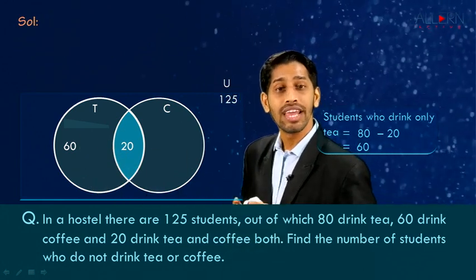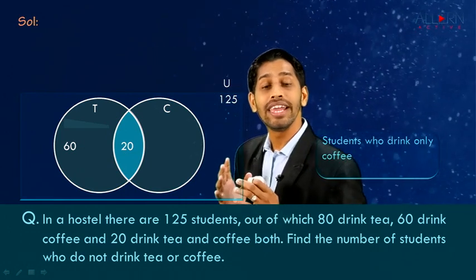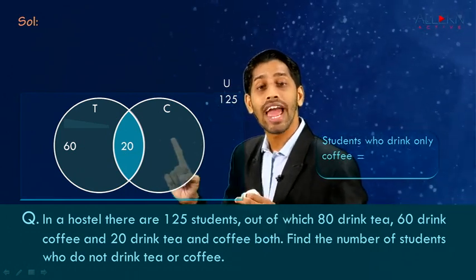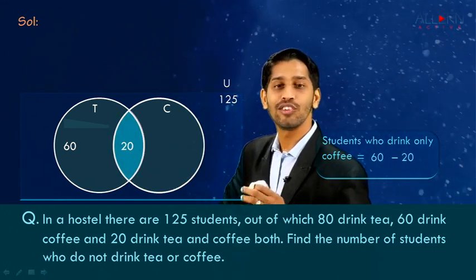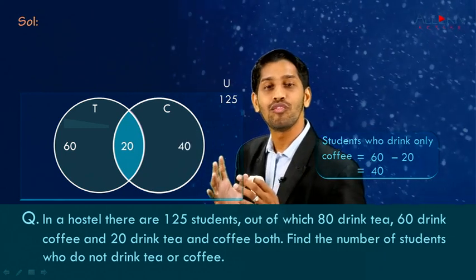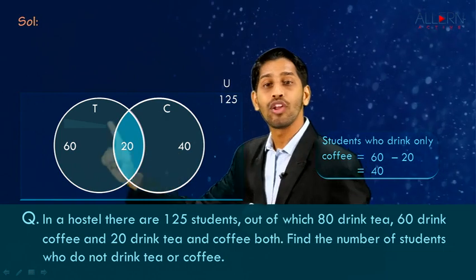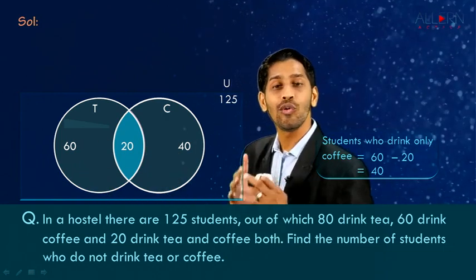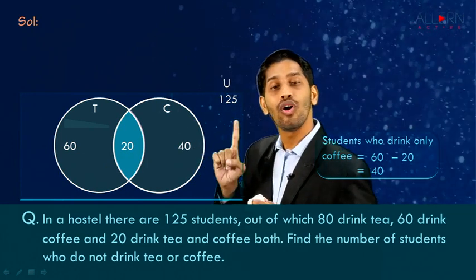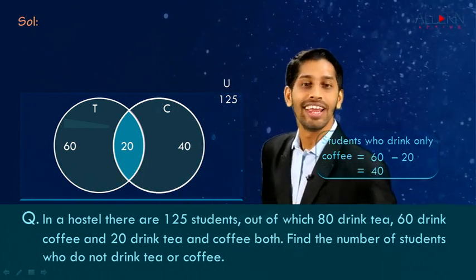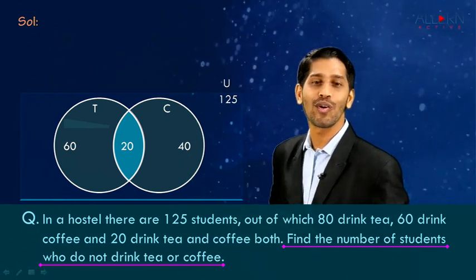Now similarly, if I want to find students who drink coffee only, that means we have to subtract 20 from this 60. So we write 60 minus 20, that gives us 40. So here we have completed the Venn diagram. We can observe that students who drink tea only is 60, only coffee is 40, tea and coffee both is 20. Now we need to find the number of students who do not drink tea or coffee.